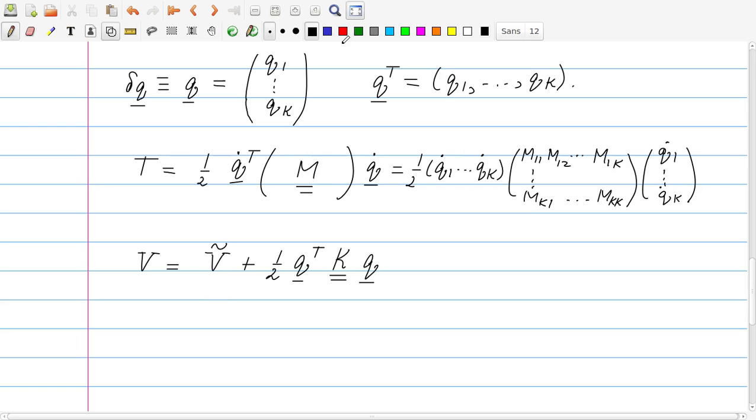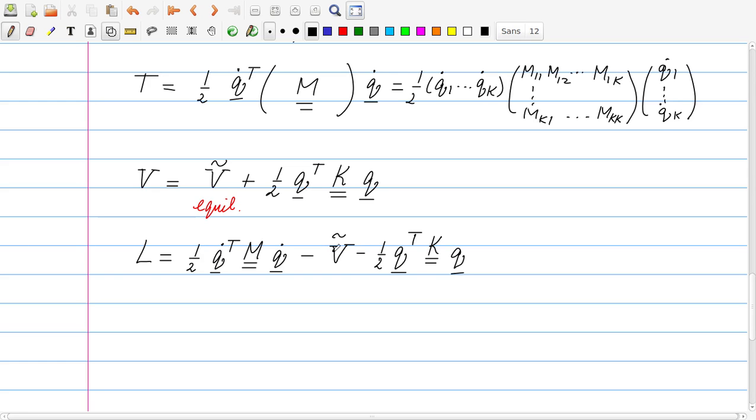And in shorthand notation I can do the same for the V, which is the V at equilibrium plus the deviation to second order, and the deviation to second order can also be written as a row vector, product with a matrix, and then product with a column vector. And so this then gives me the Lagrangian in the following form.